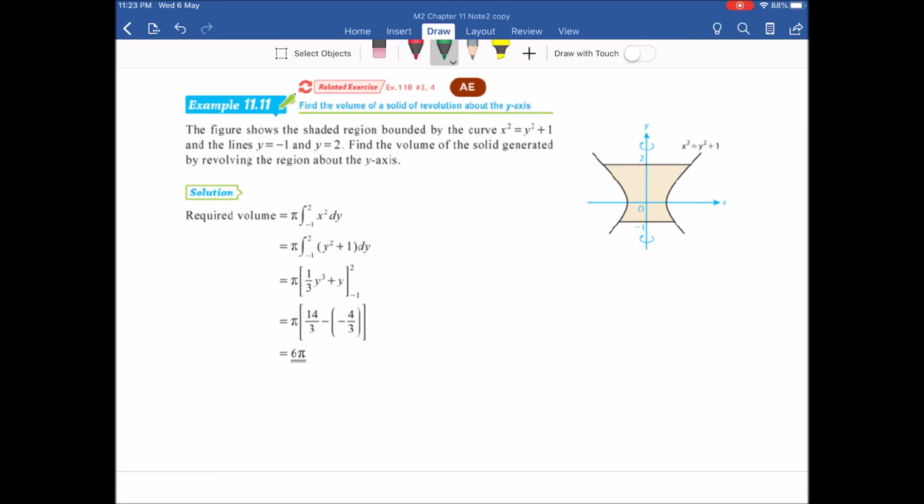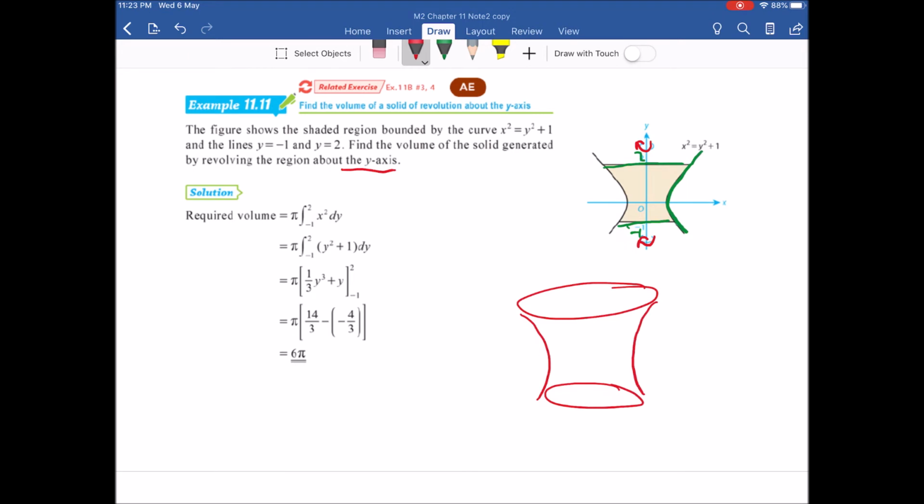Now the second example. The curve x squared equals y squared plus 1, together with y equals minus 1 to 2. This time it is rotated about the y-axis. So the shape is something like this. Of course you don't have to know the exact shape, you just have to find out the volume.